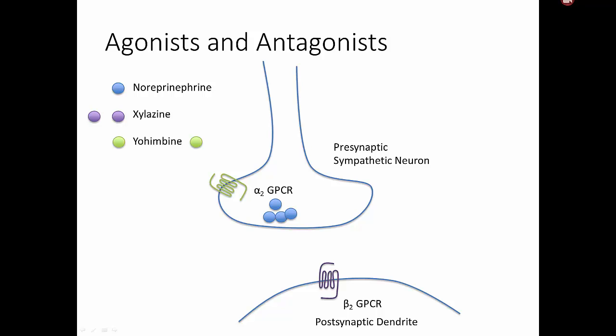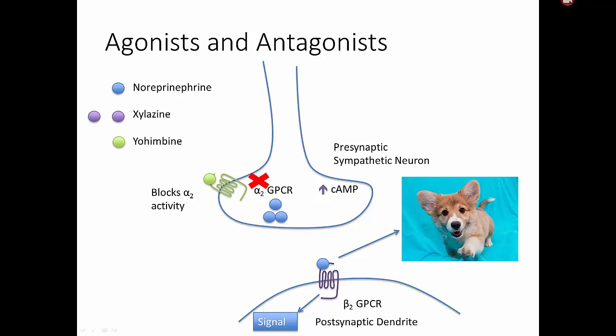To reverse the effects of xylazine, you can use yohimbine. Can you guess how yohimbine counteracts the signal caused by xylazine? Yohimbine is an antagonist for the alpha-2 receptor. Therefore, yohimbine blocks the receptor activity, resulting in an increase of cyclic AMP in the presynaptic neuron, which triggers the release of stores of norepinephrine, which then can act on the postsynaptic neuron to trigger a response to wake up your dog. This example has been simplified, but the take-home message is that agonists and antagonists can act on the same receptor to modify the release of endogenous ligands, such as hormones, to cause a whole body effect.